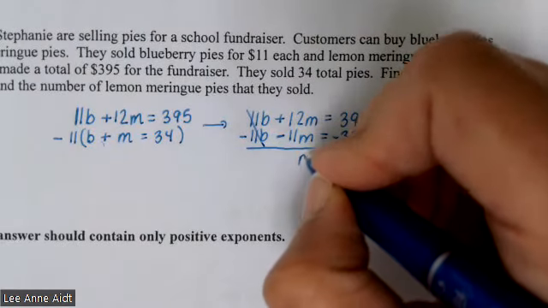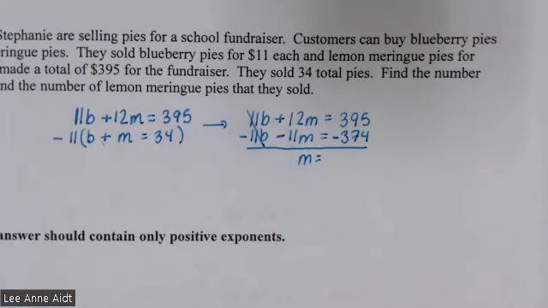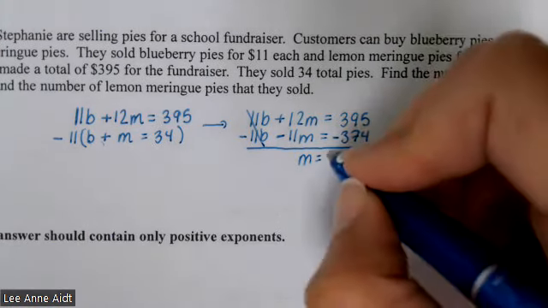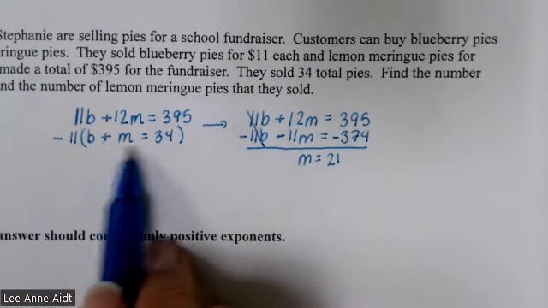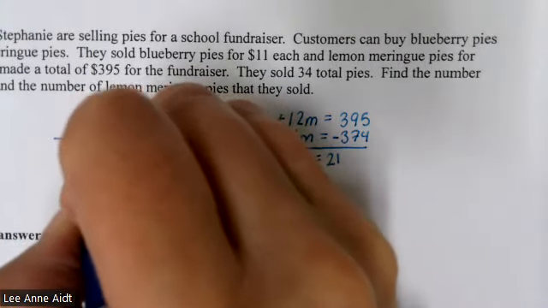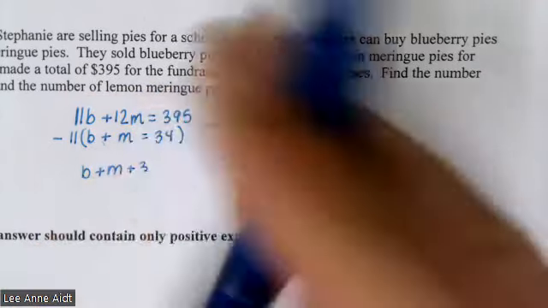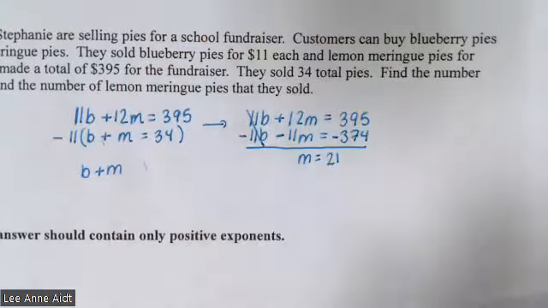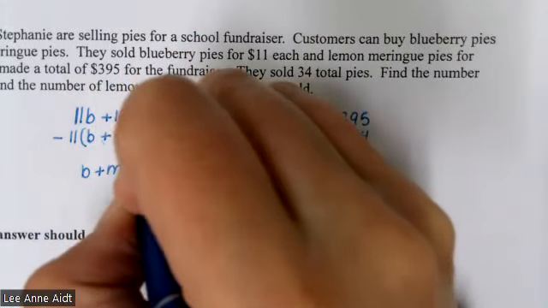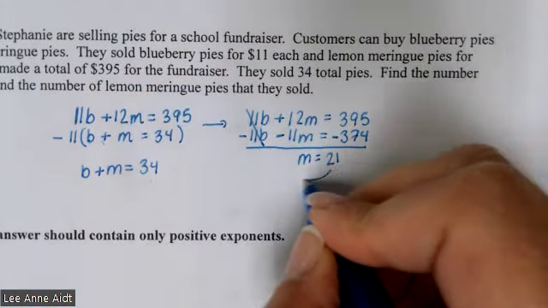Okay, so M equals, oh my goodness, is this pie really this expensive? $21 for a pie? It is my favorite pie, I suppose. I don't know. Okay, so I'm gonna plug it back into the B plus M equals. Okay, so M.